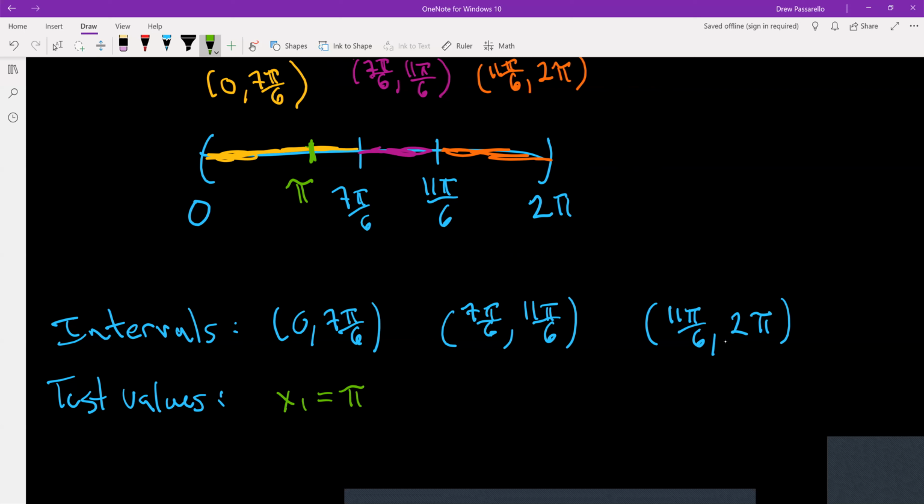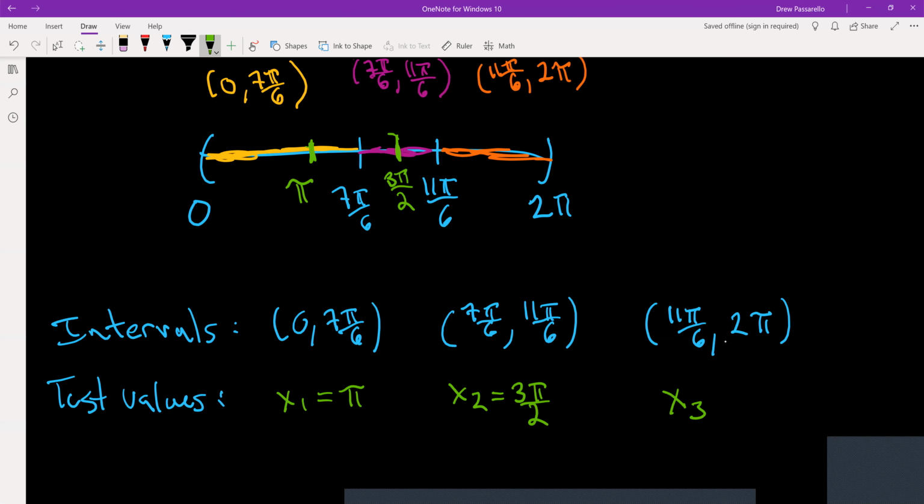pi over 2 is a value that's in between. So x2 is 3 pi over 2. And these are just values I pick, and I know these are values on the unit circle. Now 11 pi over 6 and then 2 pi. There isn't a convenient value in the unit circle that we can use.